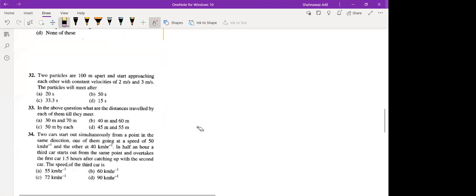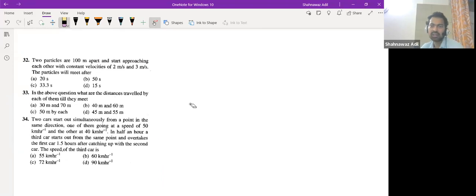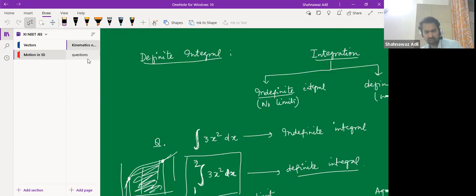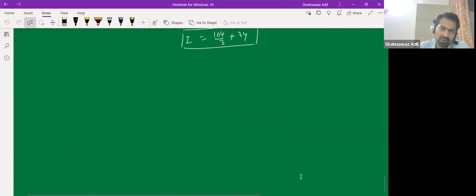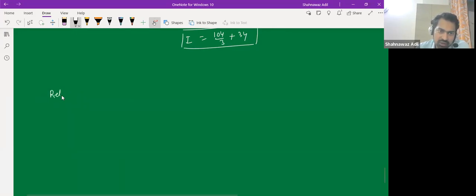Yes, sir. Now let us do this next question. Okay. So this question is telling us that two particles are 100 meter apart. So before I do this question, let me talk about the side idea. Kinematics we have talked about. The idea is, what is the relative velocity?